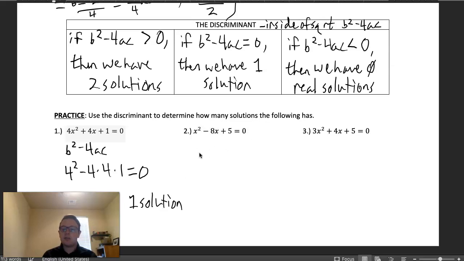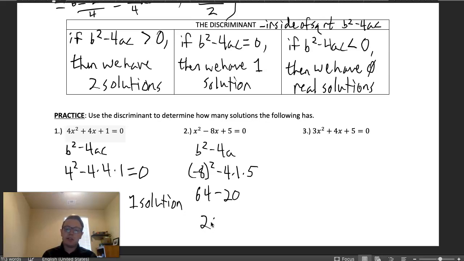How many solutions will we have for problem 2? Go ahead and try for yourself. For this one, b squared minus 4ac. b is minus 8, so this is minus 8 squared minus 4 times 1 times 5. Or this is 64 minus 20. 64 minus 20 is definitely positive, so we're going to get two solutions.